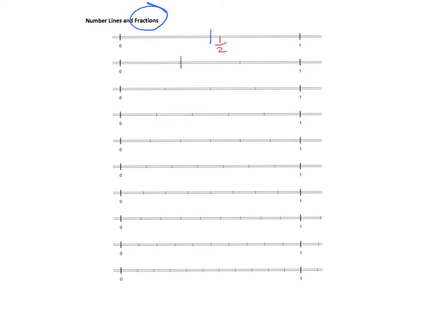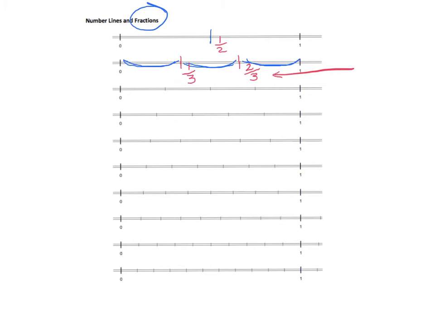The next one has 2 lines between 0 and 1, which cuts our line into 1, 2, 3 equal parts. So this first line represents 1/3. Second line represents 2/3. Notice that the denominator is the same number as the number of equal parts there are on the number line between 0 and 1.